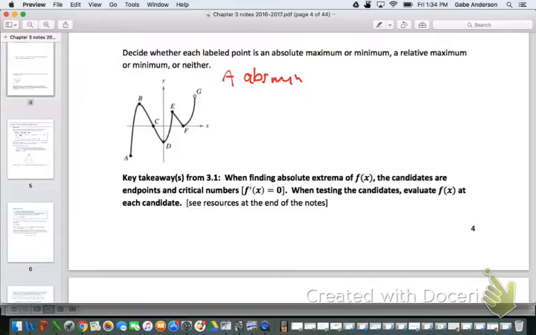So A is definitely the absolute min. Don't you look at the graph and you say that is the lowest point on the graph? Like that's literally how you identify the absolute min. There's no point lower than that. Okay, so then what do you guys think about B?